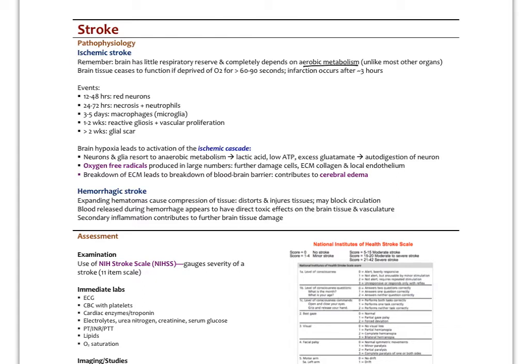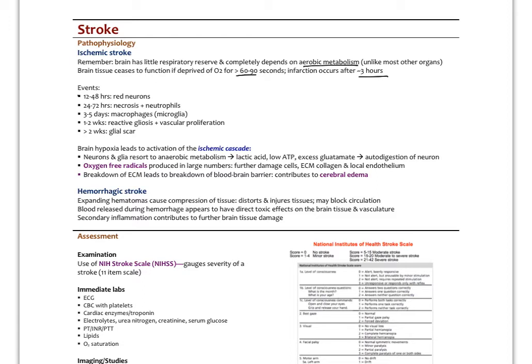So anything over a minute to 90 seconds, we're going to start to see brain function affected. And then after 4 minutes, we see actual loss of neurons. After 3 hours in particular of lost circulation, we're going to start to see real infarction occurring. So those brain cells are going to start undergoing necrosis.